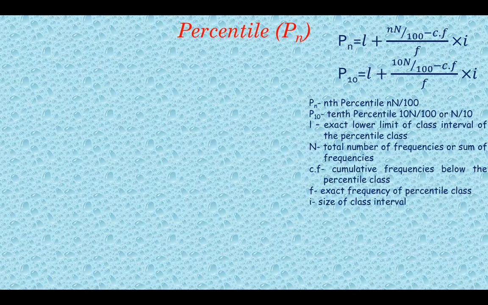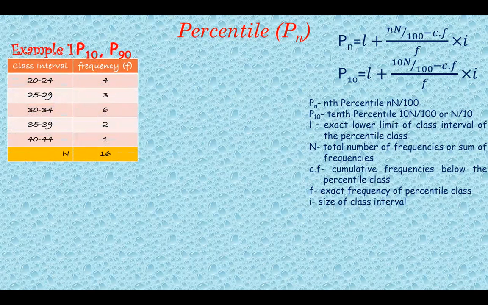Let us have an example here. Suppose I have to find P10 and P90 of this data set. To find P10 and P90, let us check the formula. We need cumulative frequencies and exact frequencies. We have the frequencies of each class interval, and we already have the lower limit of each class interval. What we have to calculate is the cumulative frequencies. In previous lectures, I repeatedly told you how to calculate them. Here the class intervals are in increasing order, so I will calculate the cumulative frequencies starting from the upper side of the table.